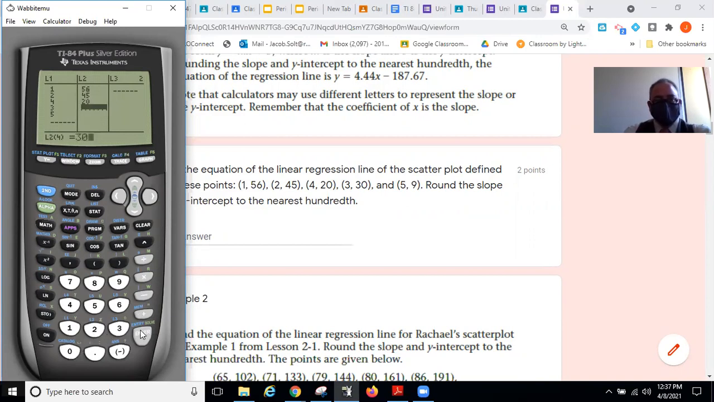Right? These are called ordered pairs. I got to keep these together. These are real data points. Can't mix these up. All right. I got my 2 lists: my X values in list 1, my Y values in list 2.